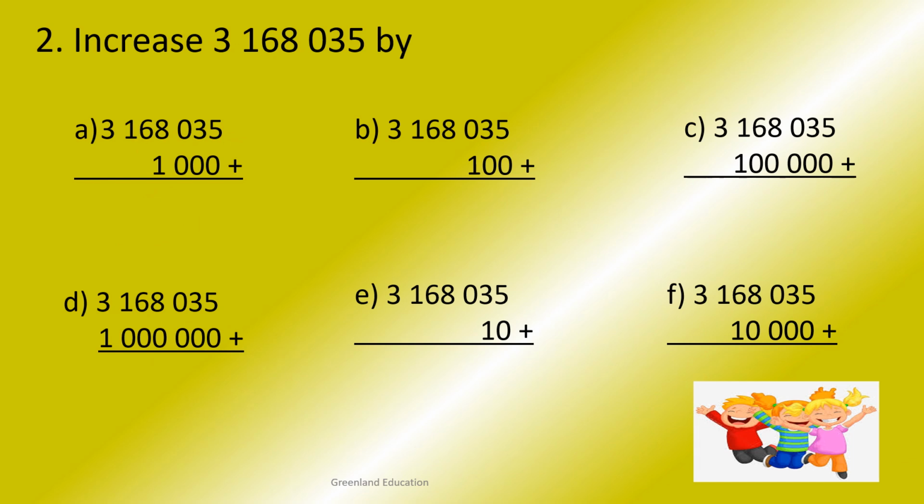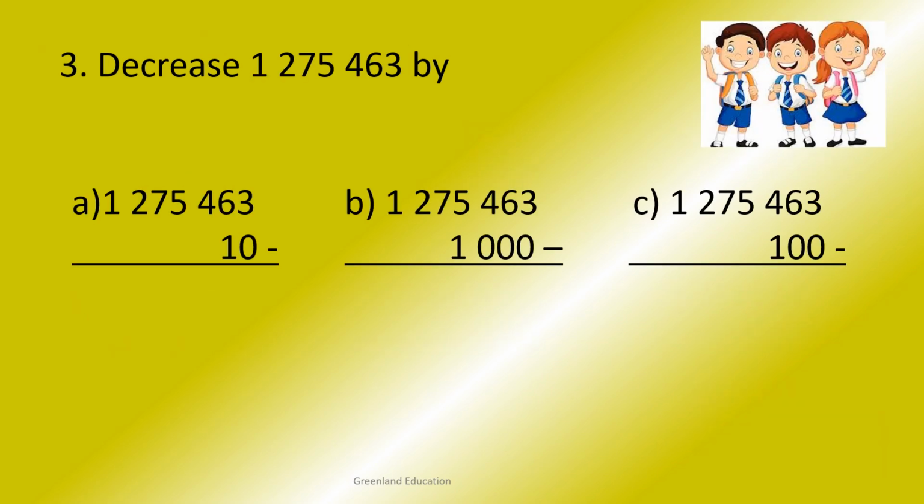Let's pay our attention towards the second question. It says increase 3,168,035 by these given numbers. Those are multiples of 10. Increase means you have to add. Now you have to get the help of the chart that I have explained at the very beginning. Very easily you can find how many zeros 1000, 10,000, 100,000 has, and you can add and find the answers.